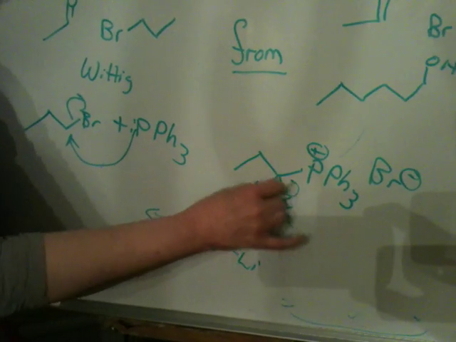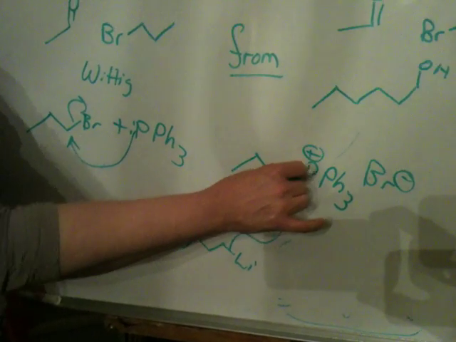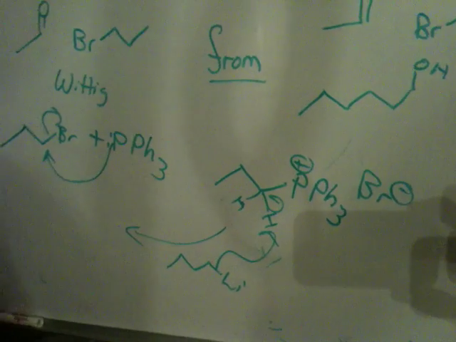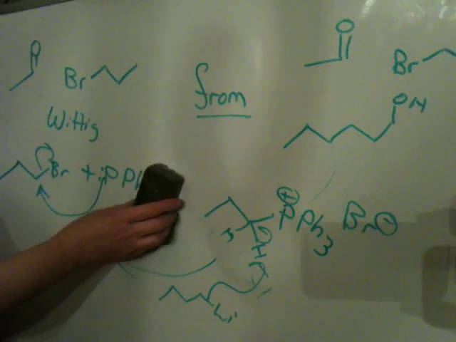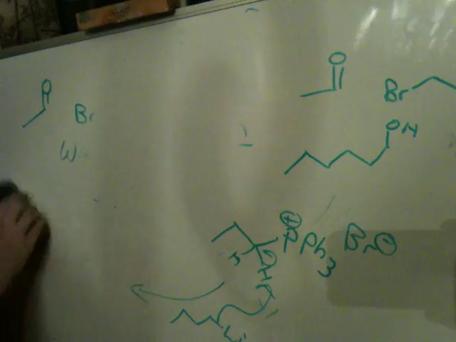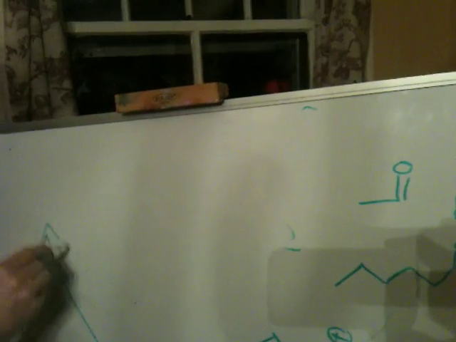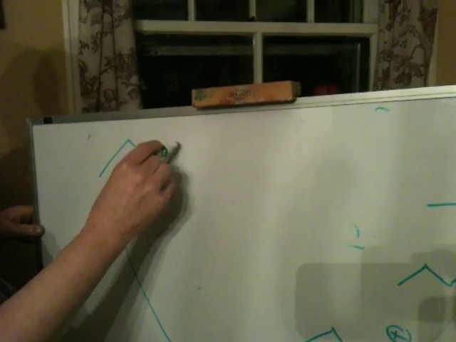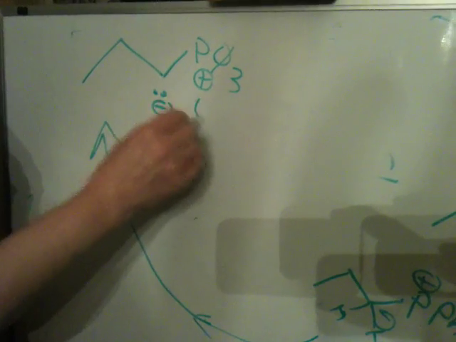n-Butyllithium pulls this proton off, and of course this is stabilized partially by the charge and partially by resonance stabilization. I've lost my eraser, hold on. Okay. So we get the Wittig reagent. So this will go to form this anion and this charged phosphorus species. So this is the ylide.